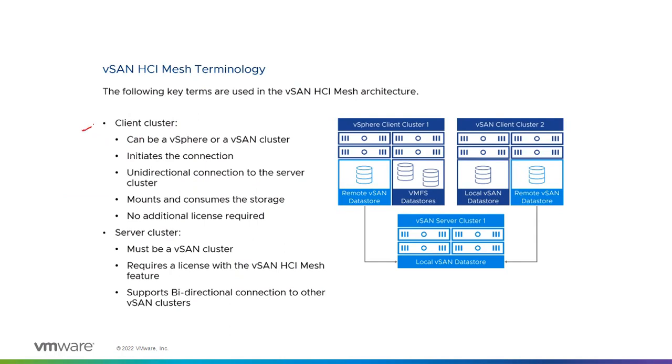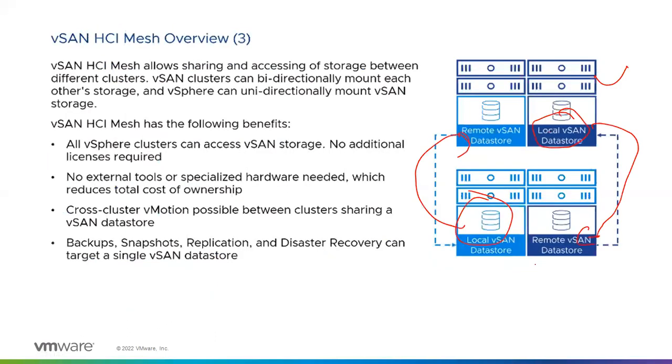A client cluster can be a vSphere or vSAN cluster. It initiates a unidirectional connection to the server cluster, then mounts and consumes the storage. Do we require an additional license? No. The server cluster must be a vSAN cluster and requires a license with the vSAN HCI Mesh feature. The vSAN HCI Mesh feature, especially for Enterprise Plus clusters, supports bidirectional connections to other vSAN clusters. When we say bidirectional, it means it's not only that this one is the server and that one is the client. At another moment, when this one has the excess storage, it could be the server and also the client. It's the same topology we talked about here.